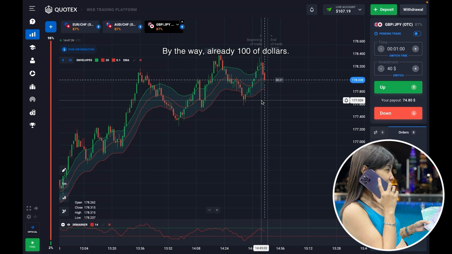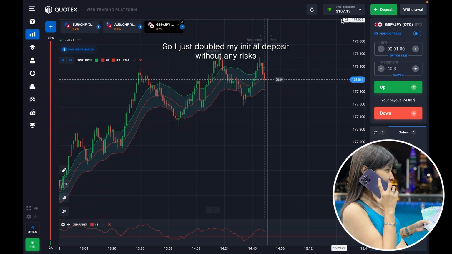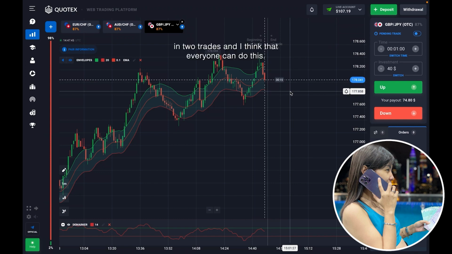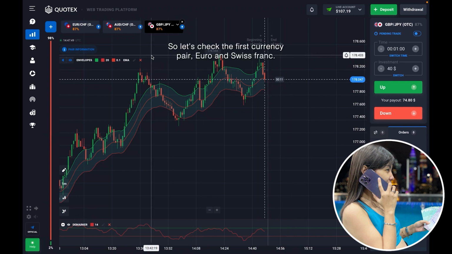By the way, already hundreds of dollars. So I just doubled my initial deposit without any risks and in 2 trades, and I think that everyone can do this. So let's check the first currency pair, euro and Swiss franc.